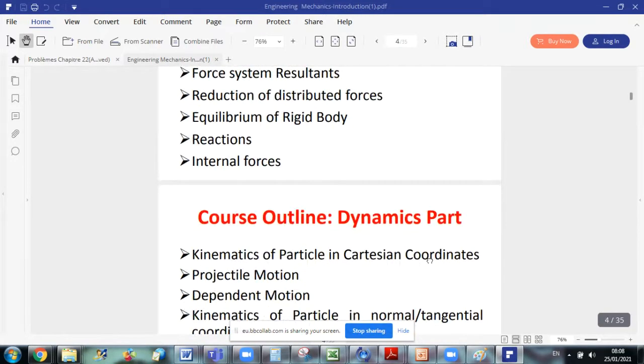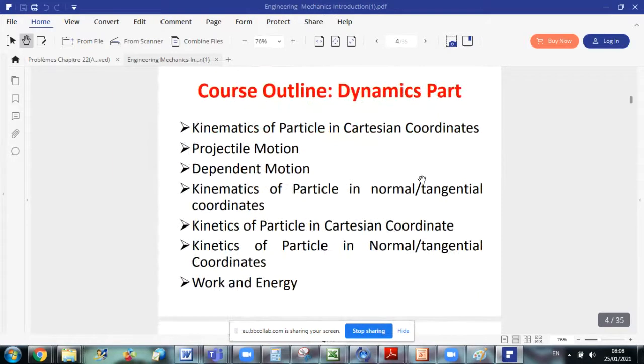Now, considering the dynamics part, we will deal first with kinematics of particle in Cartesian coordinates. And when we say kinematics, it means that we are interested in finding the position, velocity, acceleration of a particle in relation with time or in relation with each other, without considering the forces acting on the particle. Then we will describe projectile motion and dependent motion before moving to kinematics of particle in normal tangential coordinates.